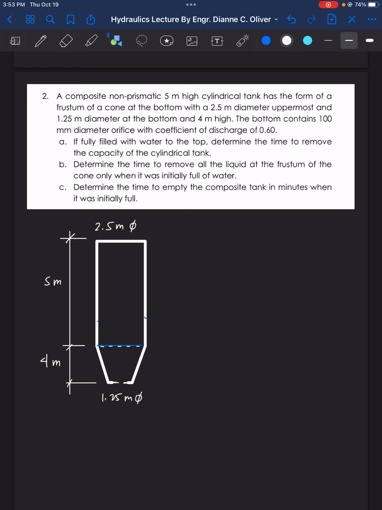So therefore, what is now our H1 and H2? So our H1 will be, for letter A, our initial height is 9 meters and our final height after removing the water from the cylindrical tank is equal to 4 meters. So our datum line is here. So this is our 4 meters and this is our 9 meters.